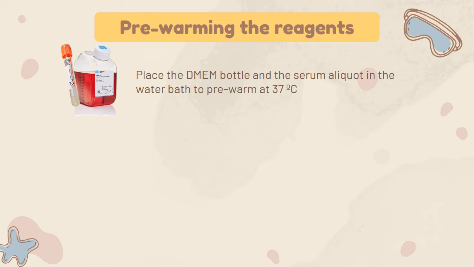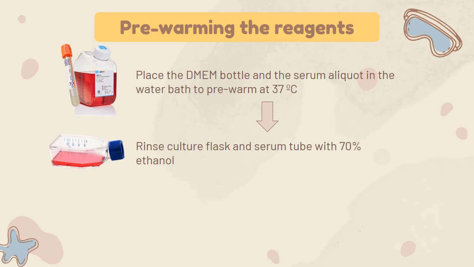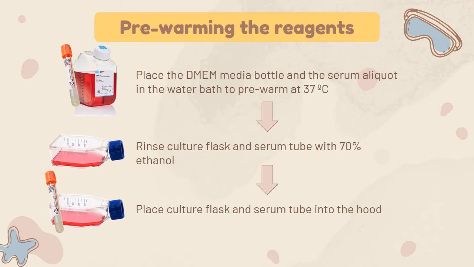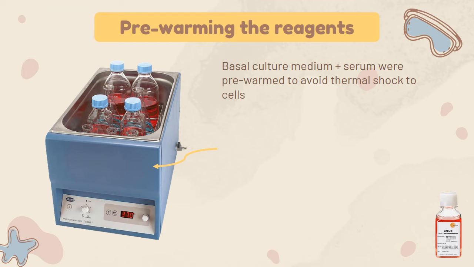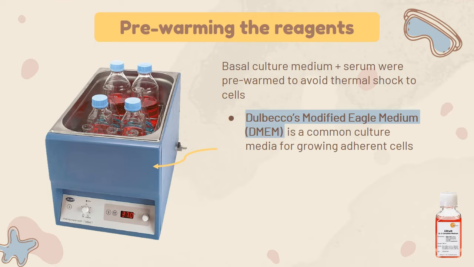In pre-warming the reagents, the first step was to place the DMEM bottle and the serum aliquot to the water bath to pre-warm at 37 degrees Celsius for 30 minutes. Next is to rinse the culture flask and serum tube with 70% ethanol. Then, the culture flask and the serum tube were placed into the hood. Basal culture medium and the serum were pre-warmed in a water bath to avoid thermal shock to cells.